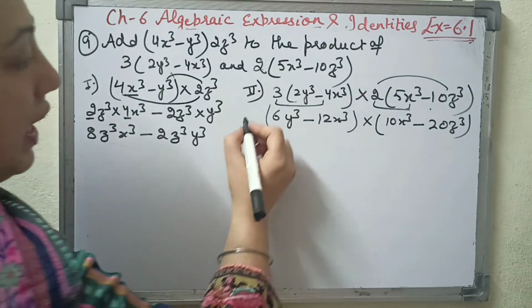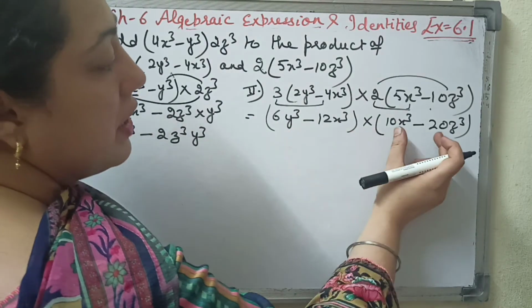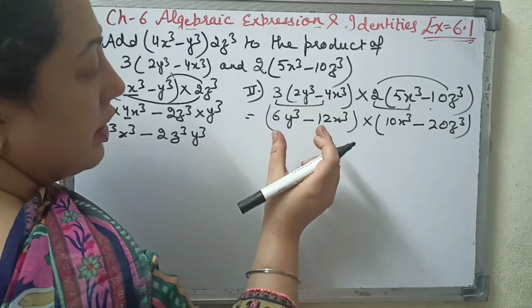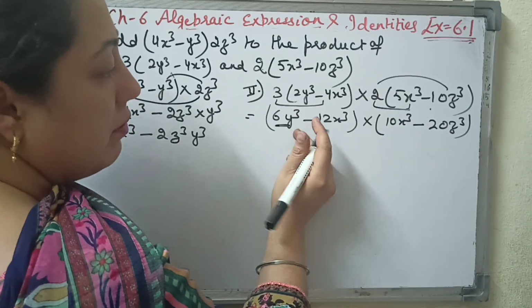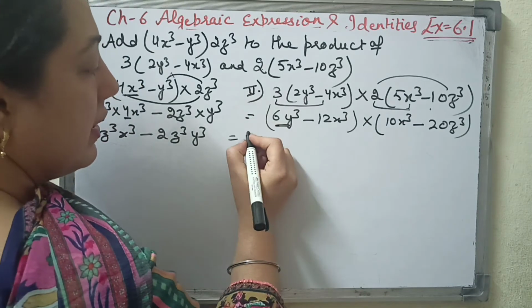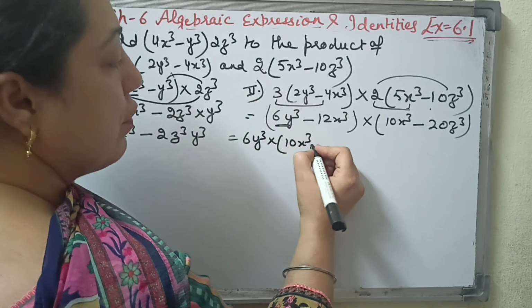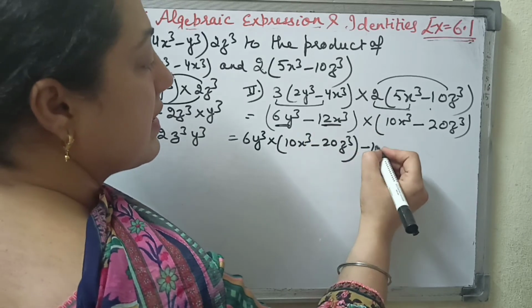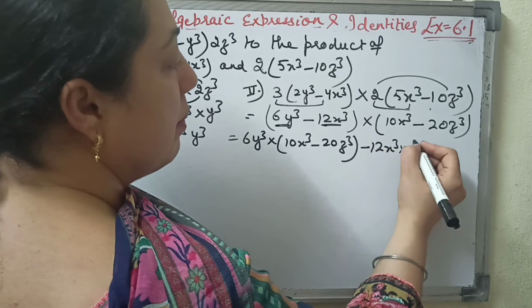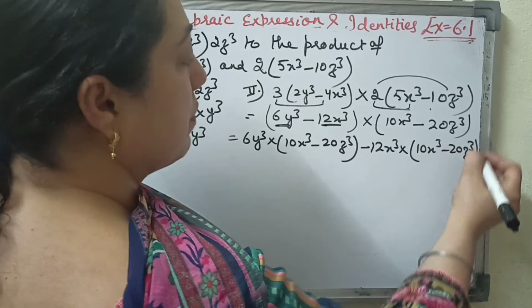Now we have to multiply these two terms of the first bracket with these two terms of the second bracket. Binomial multiplied with binomial. Take the first term, multiply with the whole bracket. That is 6y cube multiplied with 10x cube minus 20z cube. Now take the second term, that is minus 12x cube. Multiply it with 10x cube minus 20z cube.